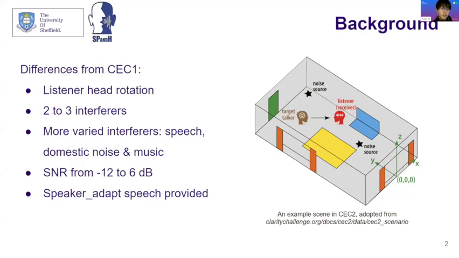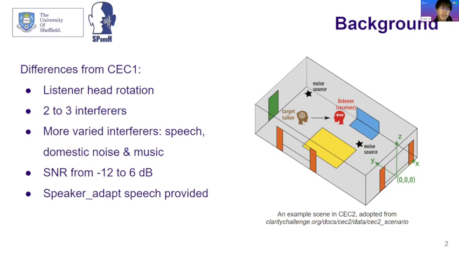First of all, I would like to give a quick recap of the CAC2 scenarios. The figure on the right, which Zhang just showed as well, is an example scene in CAC2. As you can see, there is a target talker delivering the target speech, noise sources, and a listener. All of these are simulated in a domestic environment.